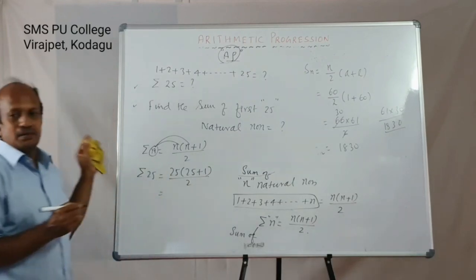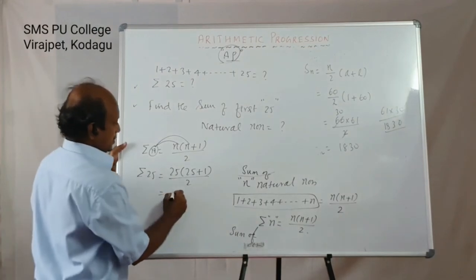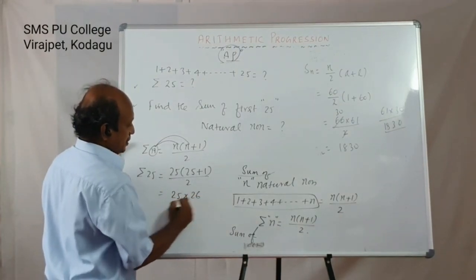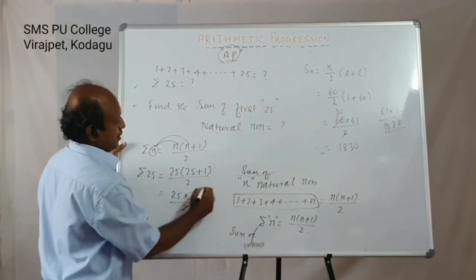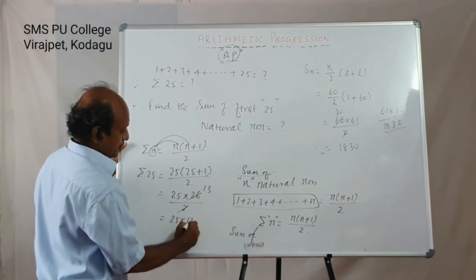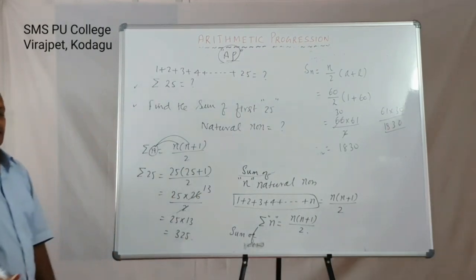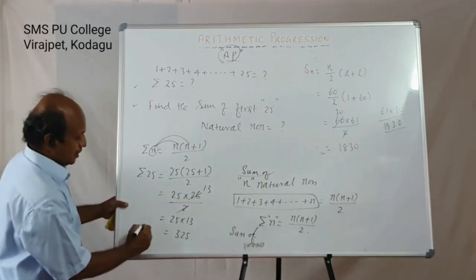What about 25 plus 1? 25 plus 1 is nothing but 26. 25 into 26 by 2. You know how to cancel it. 25 into 13. How much will you get? 325. So what is the final answer you are getting? Sigma 25 is 325.